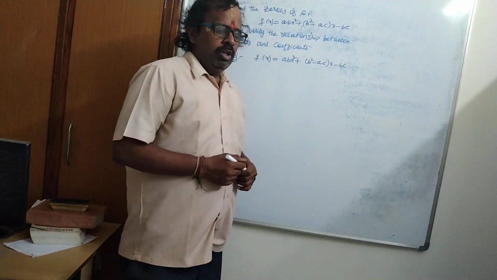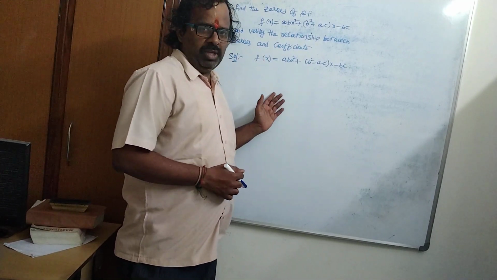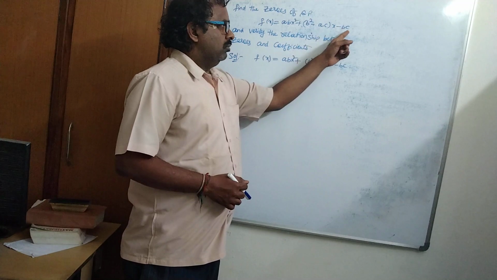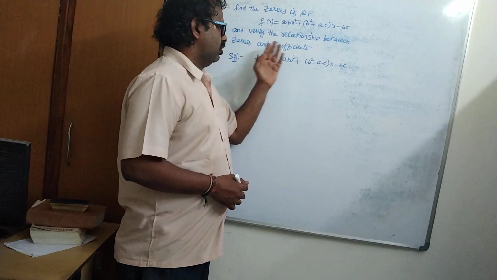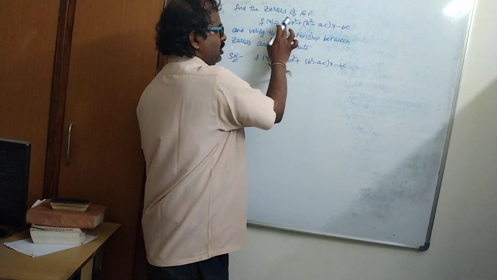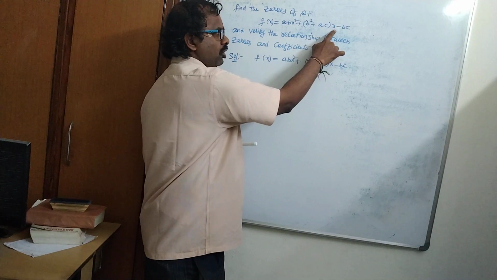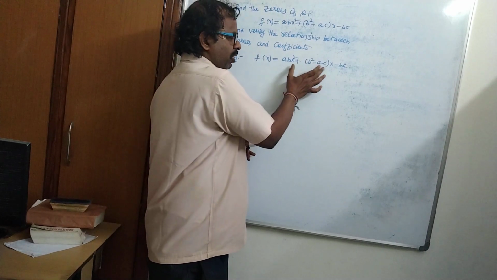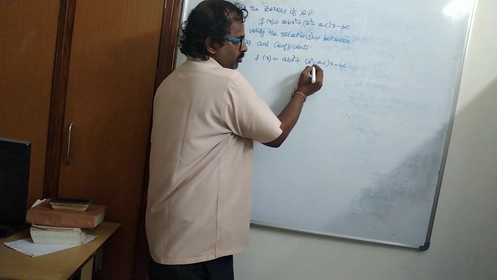Hello everybody. Today we will learn how to find the zeros of the polynomial when numerals are not given and only the variables are given, and we will verify the relationship between zeros and coefficients. So for this, the question is abx square plus b square minus ac into x minus bc. Since we don't have any numerals here, how do we solve this?